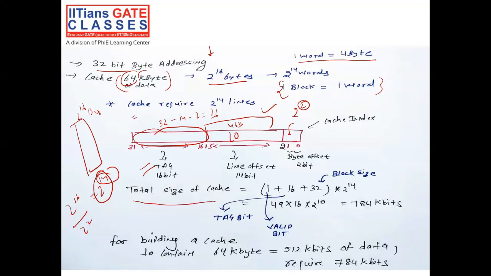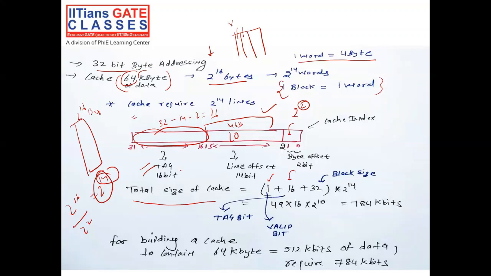Now calculate the total size of the cache. Total size of cache, what? Data size you know. Now you have to calculate the tag memory size and valid bit size. See, one bit for the valid bit, right? 1 bit for valid and 16 bits for the tag.